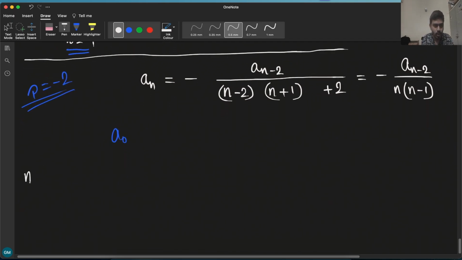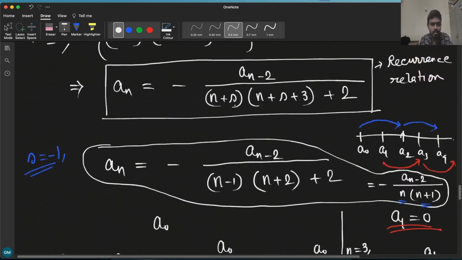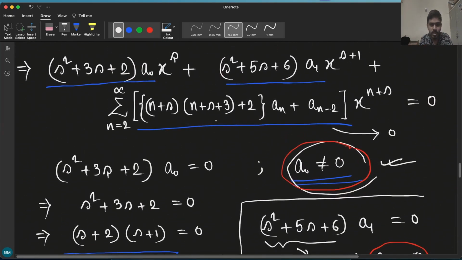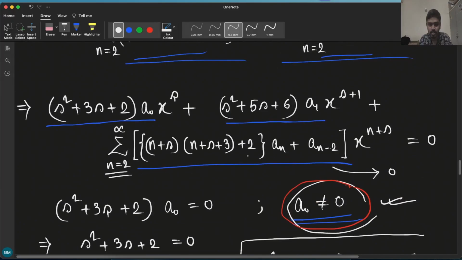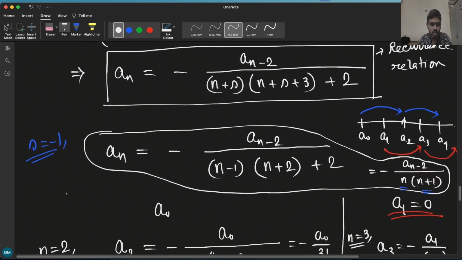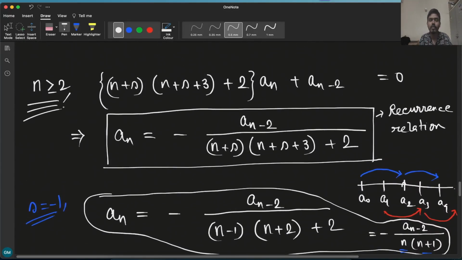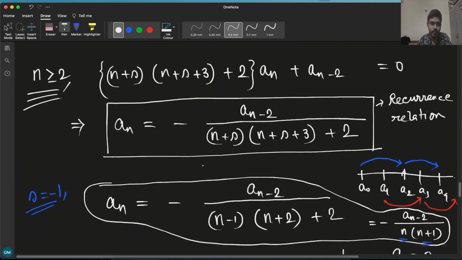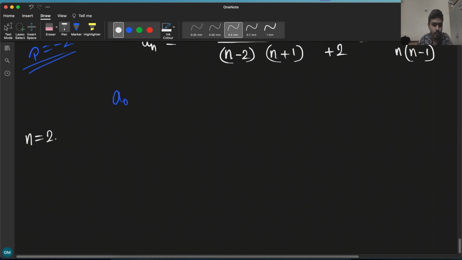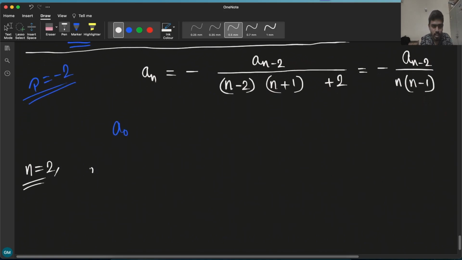Okay, so this recurrence relation is valid because this summation term starts from n equals to 2, and the recurrence relation we got here is from the coefficient of this summation term. So this recurrence relation is valid for n greater than or equal to 2, right? N equals to 2 and higher values of n. So I will start with n equals to 2 then. If I start with n equals to 2, then this recurrence relation is telling me a2 equals to minus a0 divided by n times n minus 1, that is 2 times 2 minus 1 is 1, so 2 times 1, that is 2 factorial.